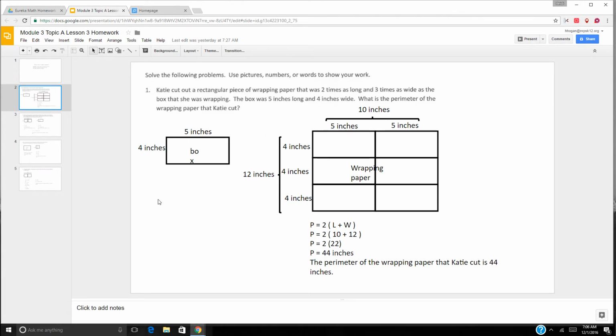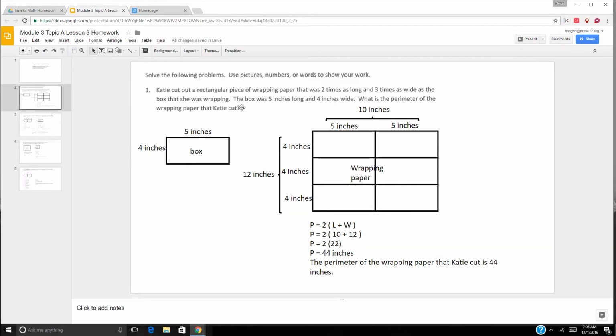So number 1 says, Katie cut out a rectangular piece of wrapping paper that was 2 times as long and 3 times as wide as the box that she was wrapping. The box, so we know that she has a box, and this is probably appropriate at the holiday season coming. You have a box. You need wrapping paper. You need to wrap it around the box. It's kind of like the gift of reading. You're going to have a book, and you're going to have wrapping paper. You're going to need to wrap the book. The wrapping paper obviously has to be larger than the book.